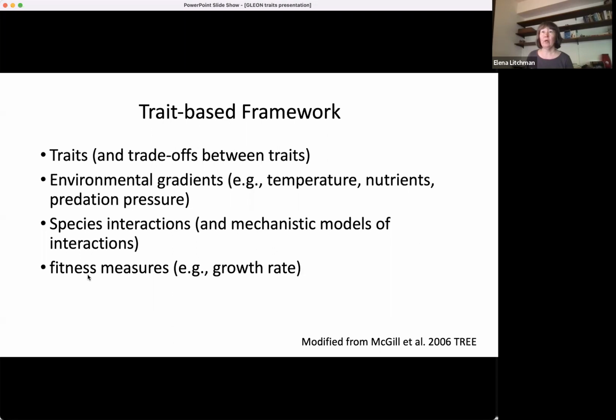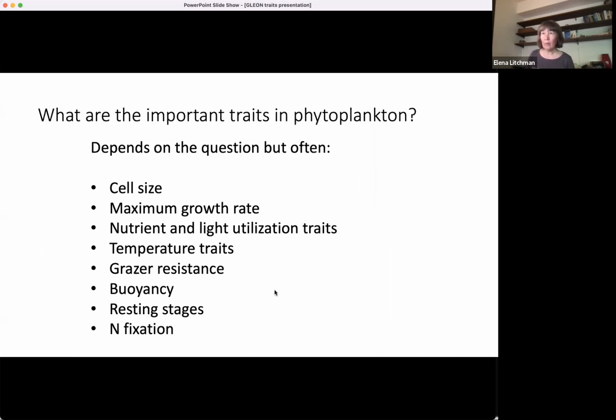And we need to agree on how we can measure fitness. And for many organisms, growth rate could be a nice proxy of fitness. So as I said, I will focus on phytoplankton. And so what are the important traits in phytoplankton?